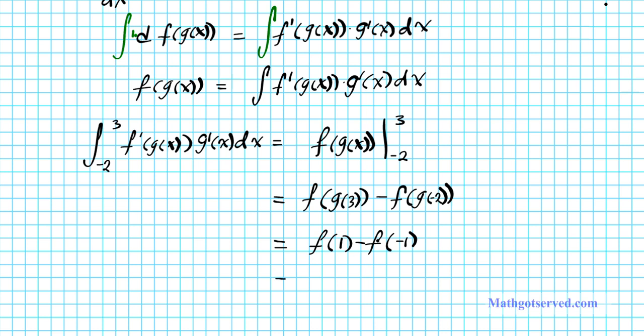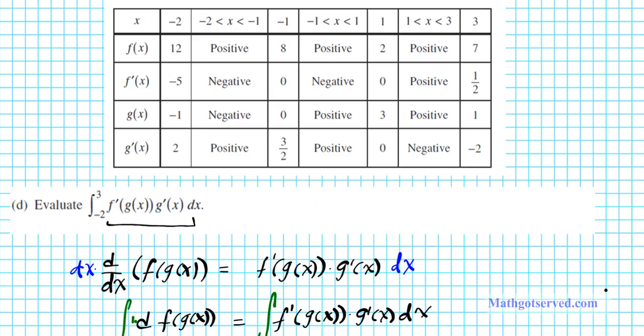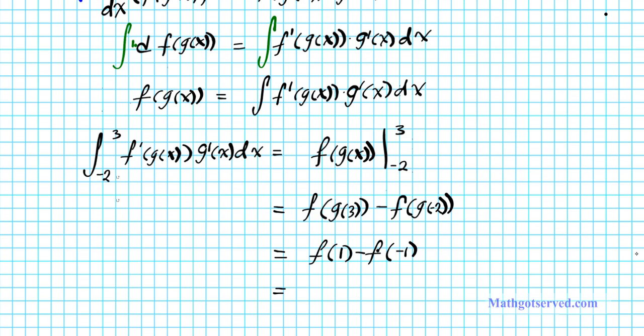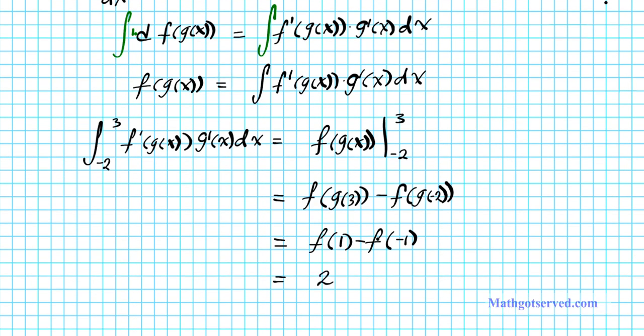Okay, now we're going to switch to the f column. All right, so we're going to find f of 1 and f of -1. So f of 1 is 2, f of -1 is 8. So we're going to put that back in. F of 1 is 2 minus f of -1, which is 8. 2 minus 8 is -6, and that's the value of the definite integral of f prime of g of x times g prime of x from -2 to 3.